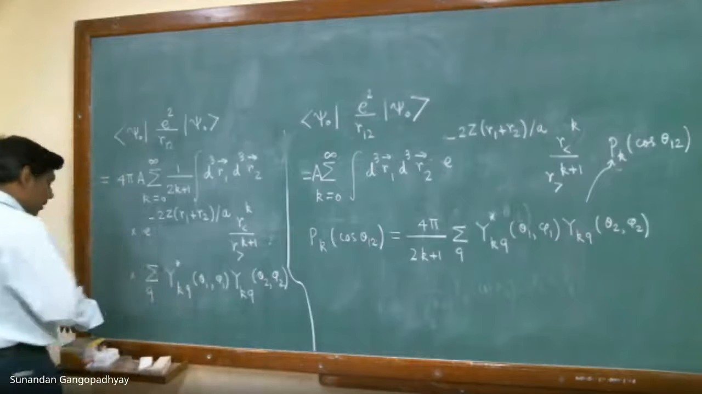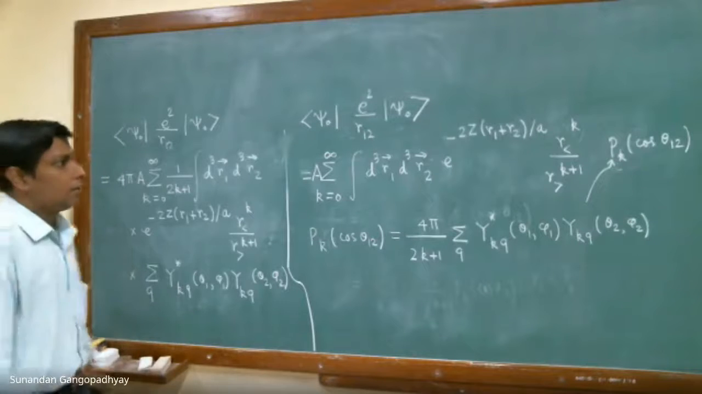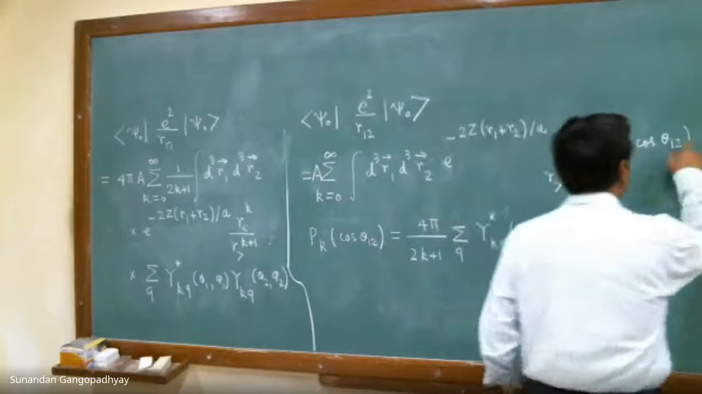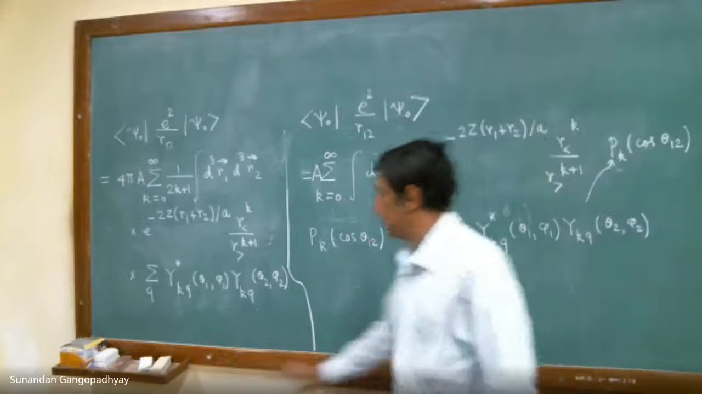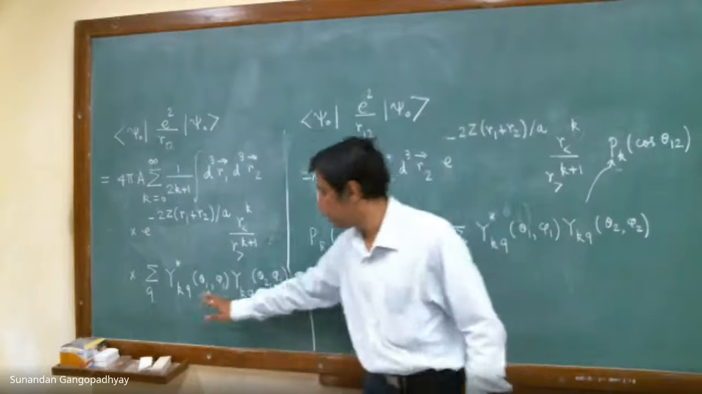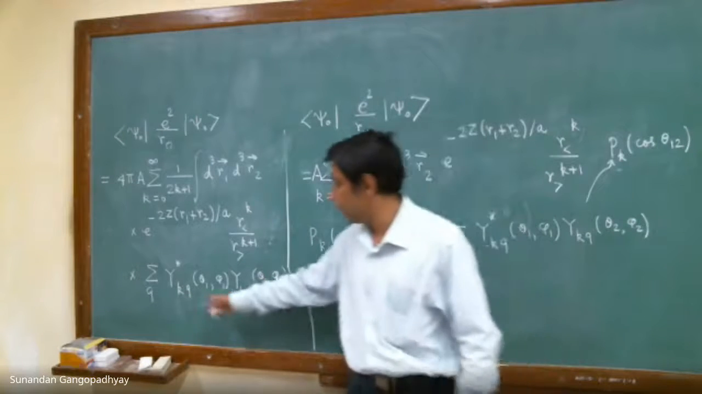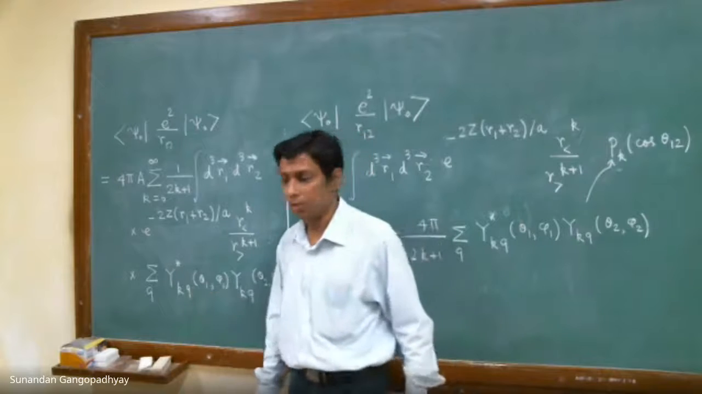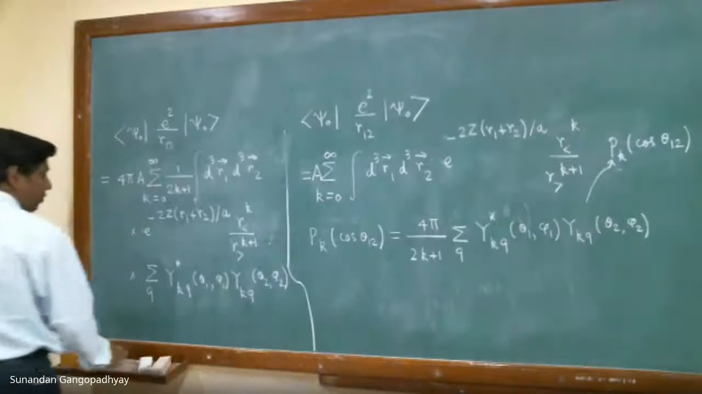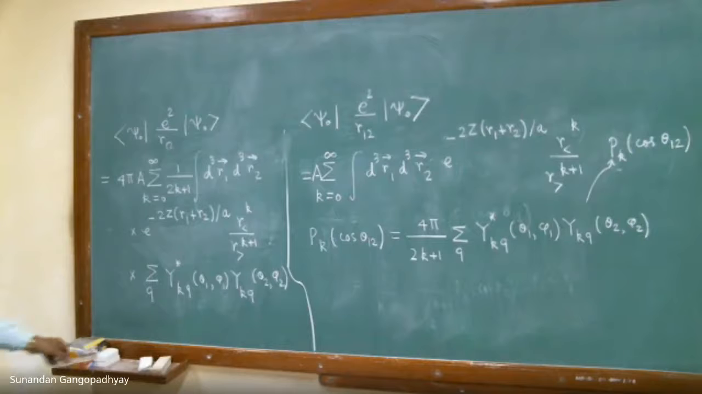So you can see the advantage that you get once you use the spherical harmonic addition theorem. You can see immediately that this theta 1 2, which was the angle between the two vectors, has now been separated into separate angles, theta 1 phi 1, theta 2 phi 2. So you have separated the angles theta 1 and theta 2. So this is the advantage of using the spherical harmonic addition theorem.